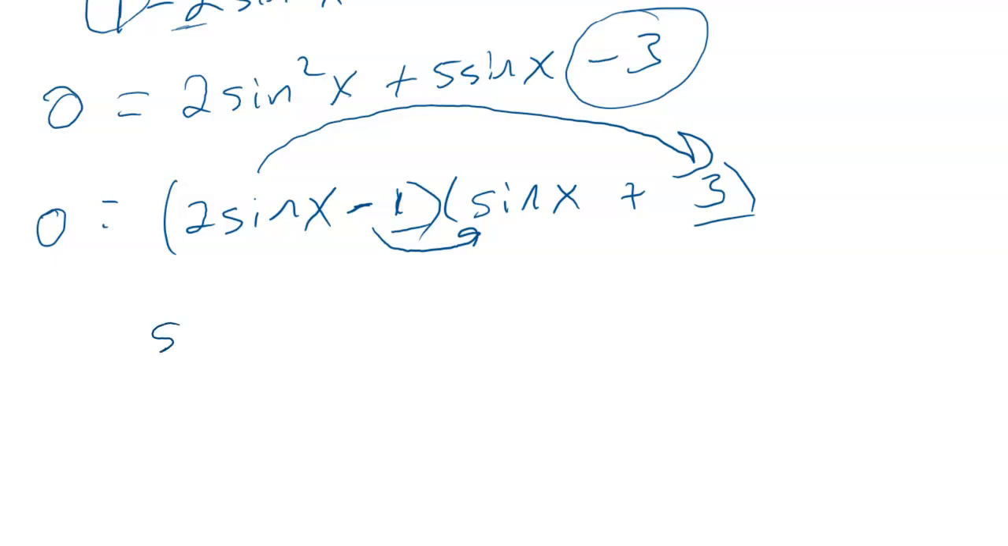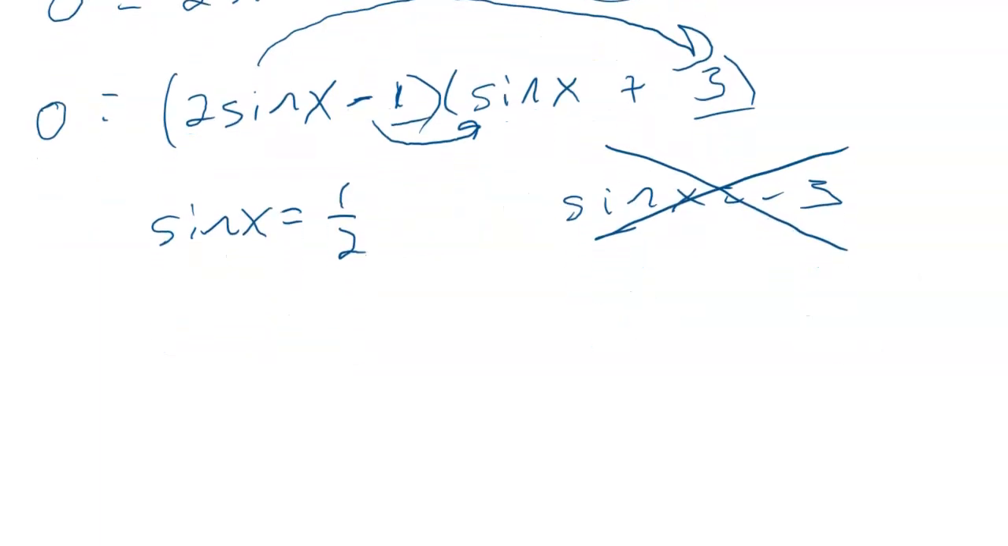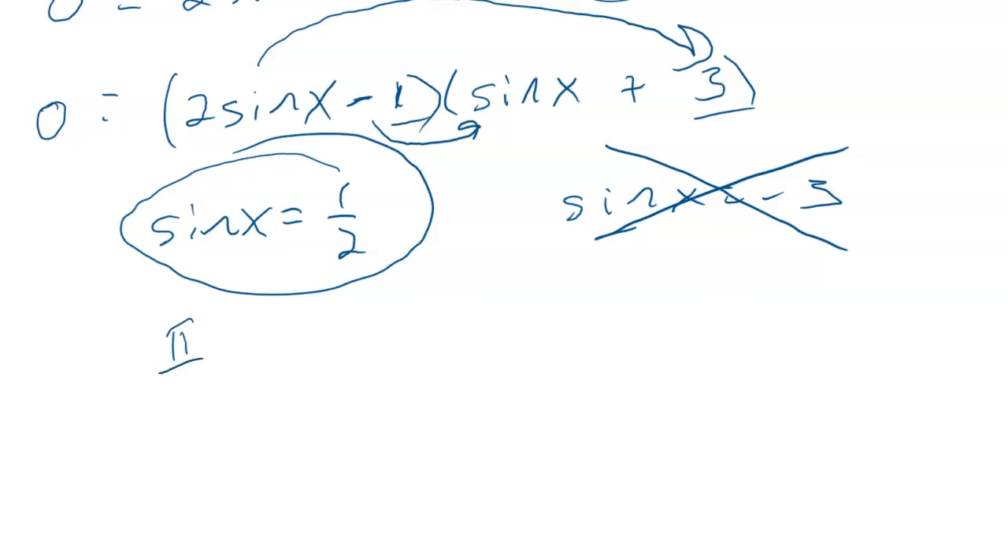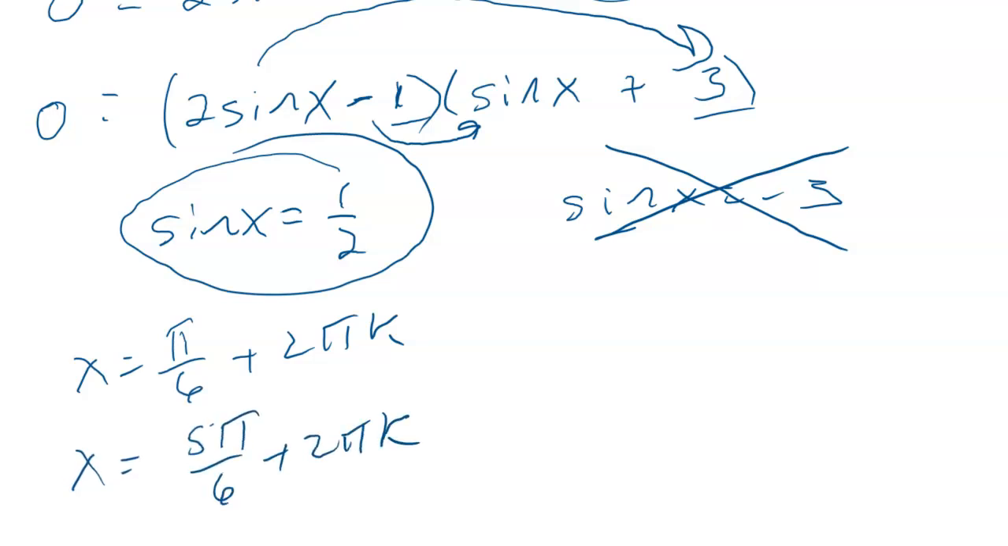All right, and then solve each one. I'll get sine of x is equal to 1/2, and sine of x is equal to negative 3. This will never happen anywhere on the planet. This will 100% happen. When will this happen? This will happen at pi over 6 plus 2 pi k for the first quadrant. And the second quadrant, because sine's positive in the second quadrant, is 5 pi over 6 plus 2 pi k. Loving those radians, I think. Double check my answer, number 7: pi over 6 plus 2 pi k, 5 pi over 6. Yep, perfect. On to 8.